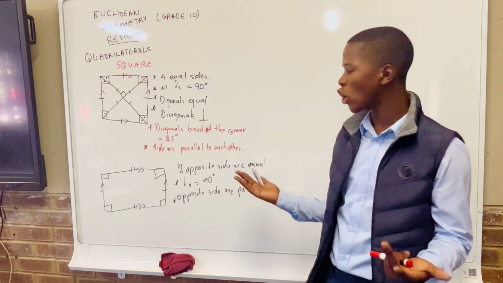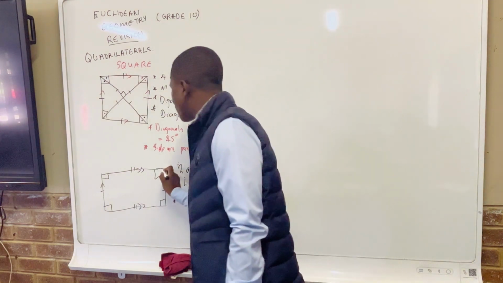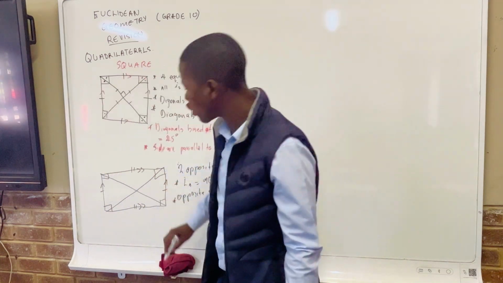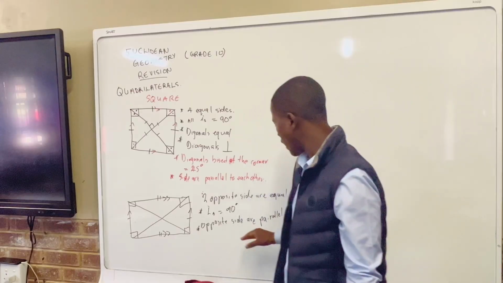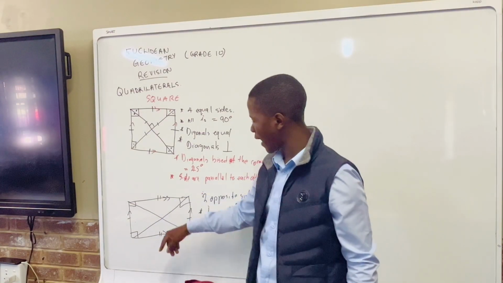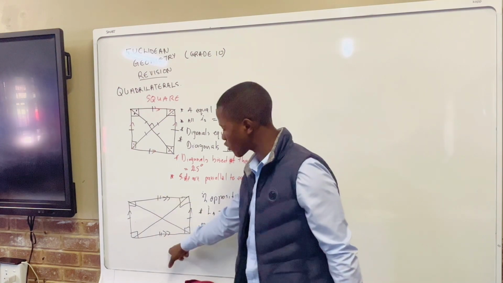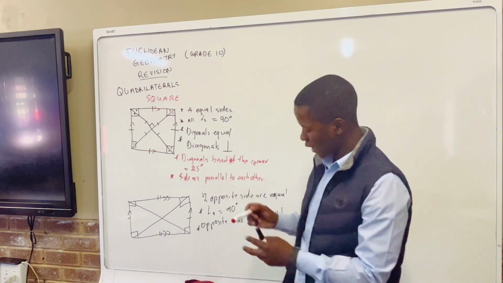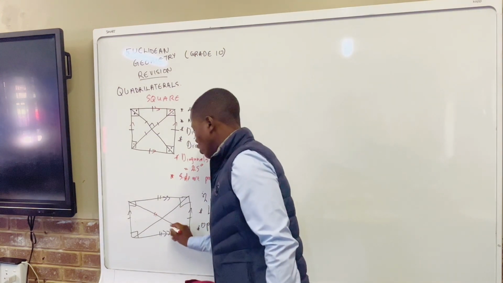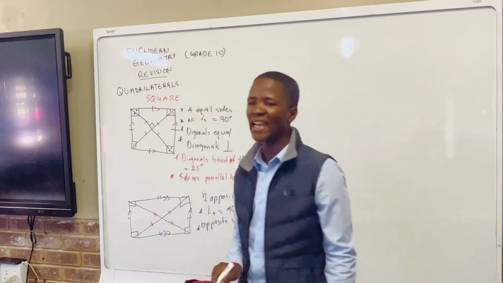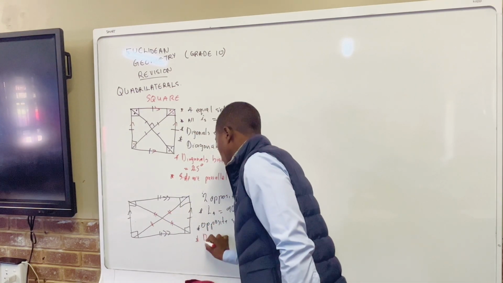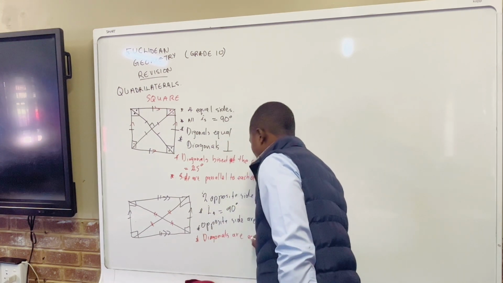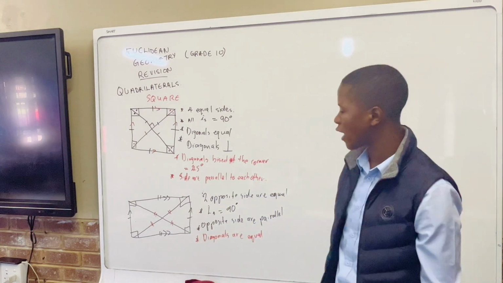One thing that you also need to know about your rectangle is that if you have your diagonals, all your diagonals are going to be equal in length. We are saying your opposite sides are equal to each other, and your opposite sides are also parallel to each other. Now if you have your diagonals, they are going to be equal in length. So your diagonals are going to be equal to each other.